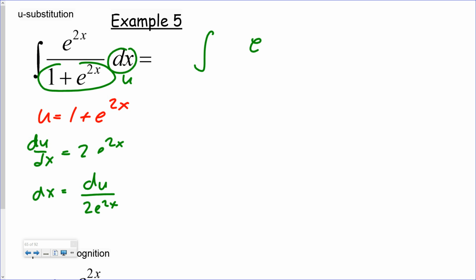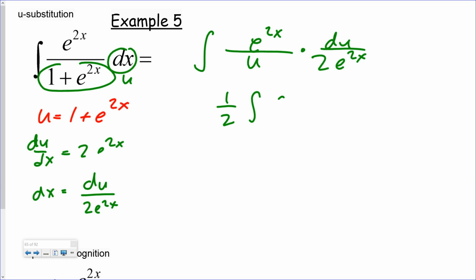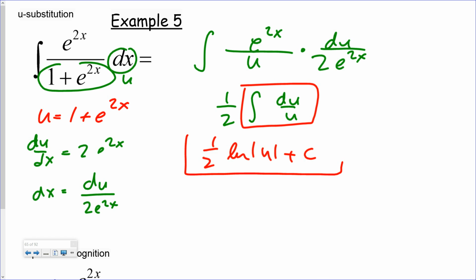So this would be the integral of e to the 2x over u times du over 2e to the 2x. Do my x's cancel out? Why, yes, they do. So I'm going to pull out the 1/2 scalar, and I get du over u inside. Okay, remember, when you do u substitution, this should be an easy reverse power rule problem or something on your pink sheet. Is this on my pink sheet? Yes. What is the integral of du over u? Ln of u. So it's 1/2 ln of u plus C, and there is my answer.